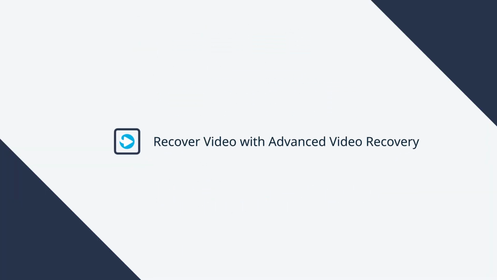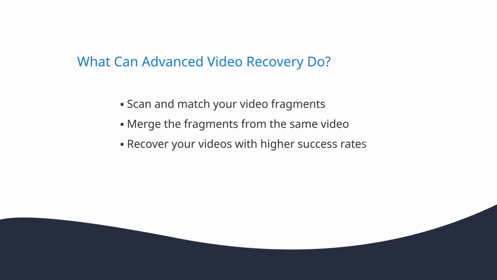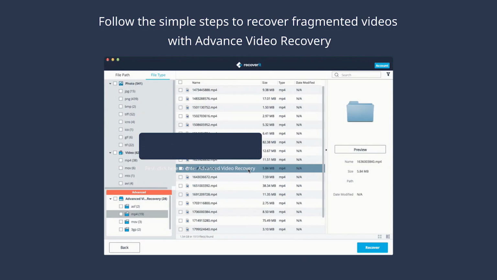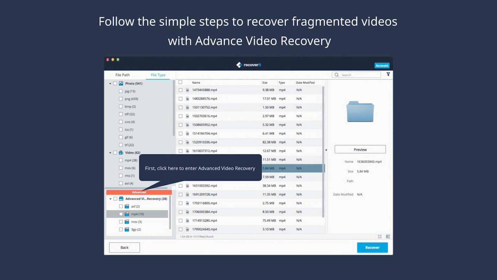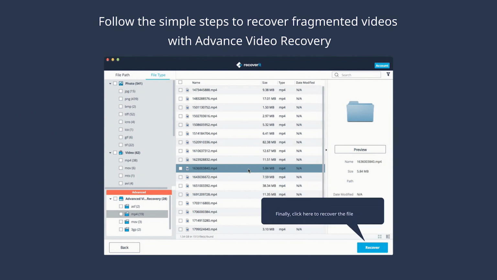In section 3, we'll go into the steps to recover fragmented videos with advanced video recovery. What can advanced video recovery do? It will scan and recover the fragmented video with a higher success rate. First, click here to enter Advanced Video Recovery Mode. Then select the file and click here to preview. Finally, click here to recover the file.